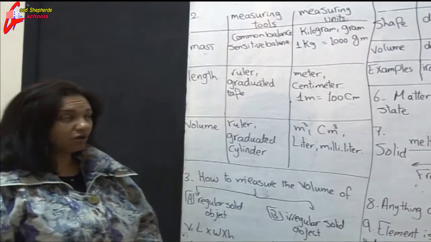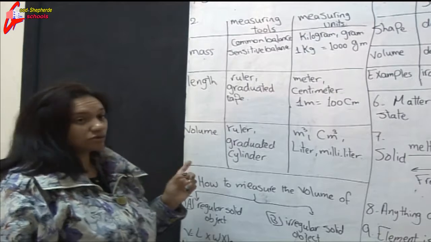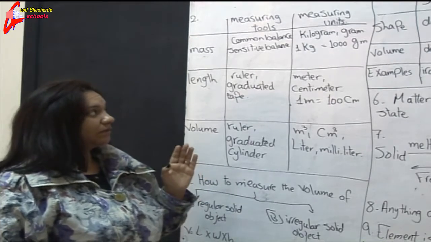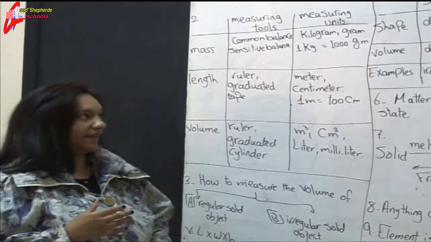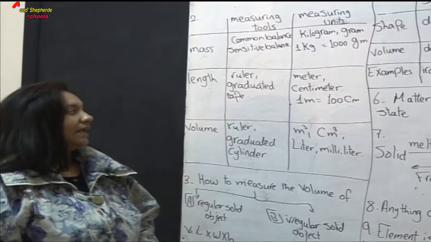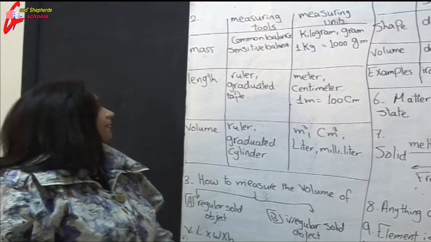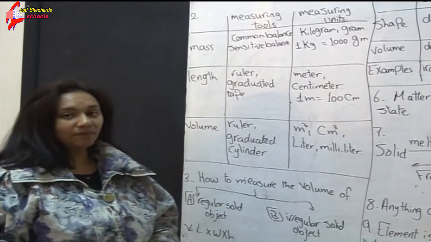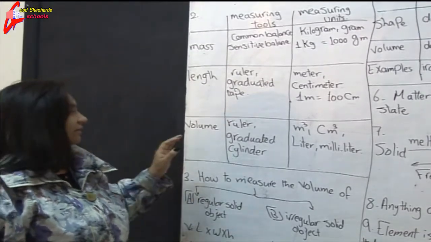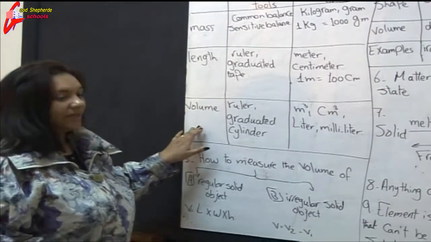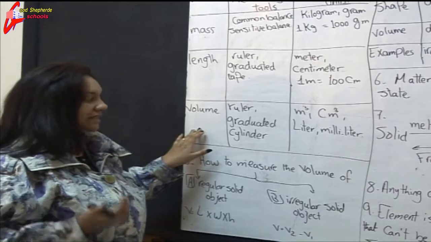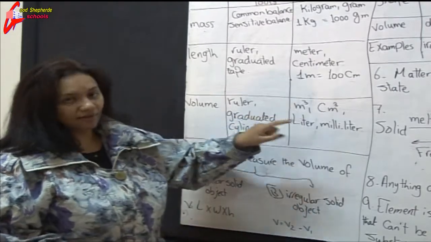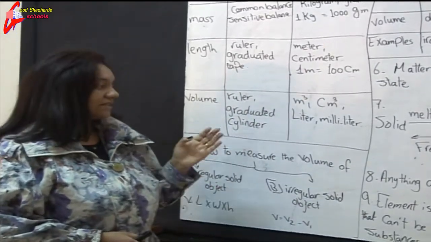But the measuring units of mass are kilogram and gram, and 1 kilogram equals 1000 gram. There is another extra unit, its name is ton, and this is for the very big masses. Length's measuring units are meter and centimeter, and 1 meter equals 100 centimeter. The measuring unit of volume depends on whether the substance is liquid or solid. For solids, it's cubic meter and cubic centimeter. And for liquids, it's liter and milliliter.